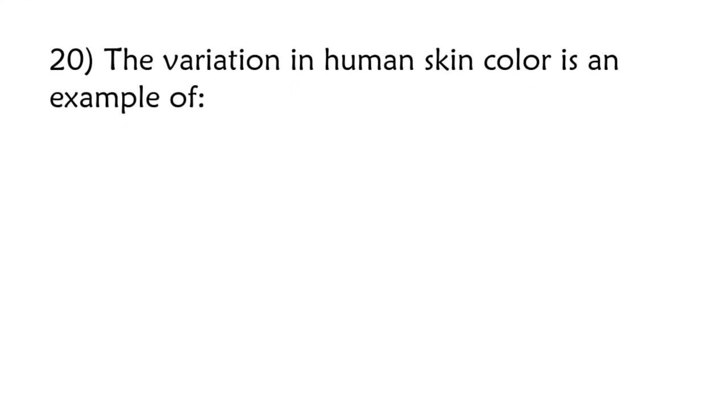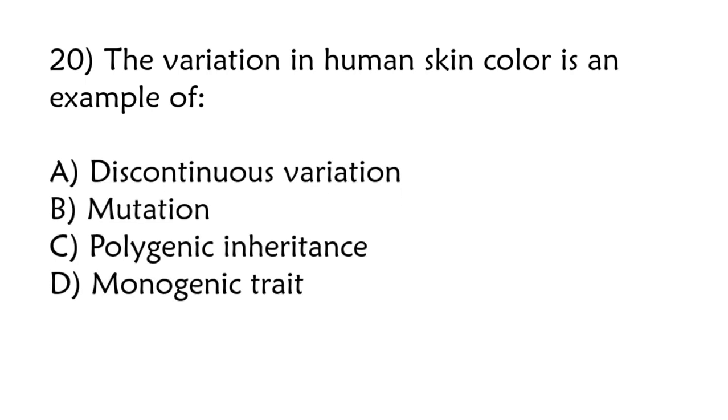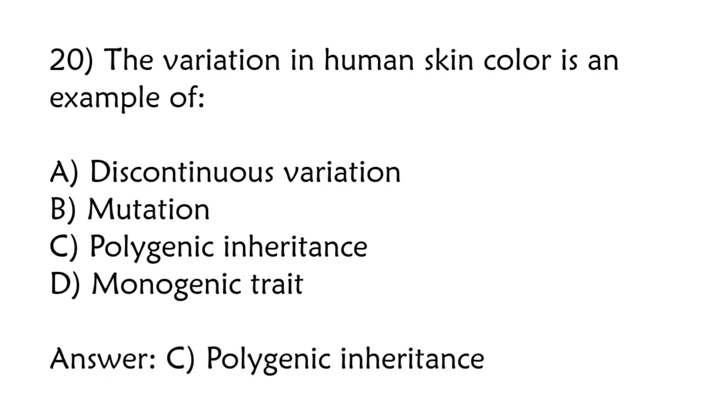The variation in human skin color is an example of discontinuous variation, mutation, polygenic inheritance, monogenic trait. Correct answer is option C, polygenic inheritance.